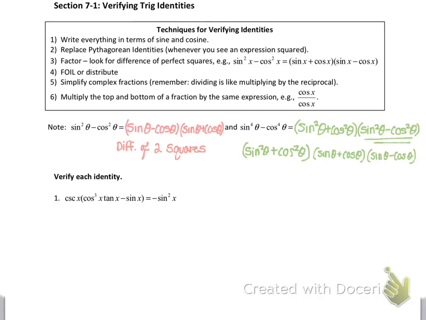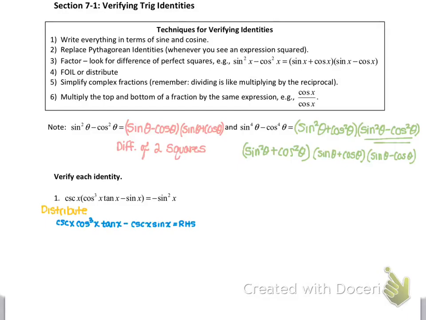So the first thing I'm going to do is distribute. And when I do that, I get cosecant x times cosine cubed x times tan x minus cosecant x sine x. And it's equal to the right-hand side. And I forgot to mention that I chose to work with the left side because that looks the more complex side.